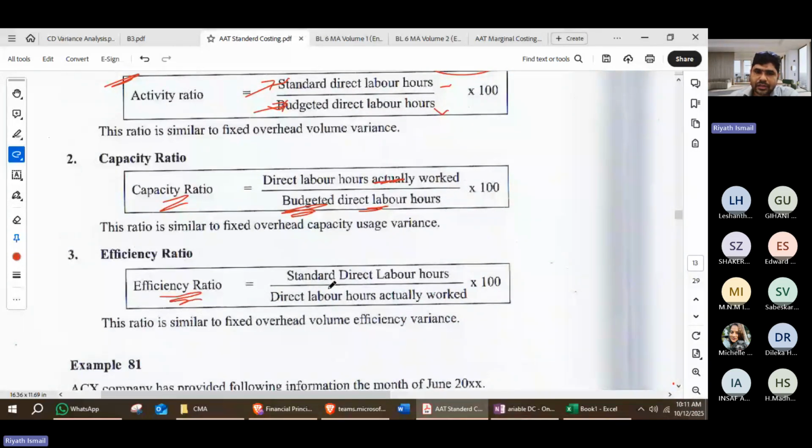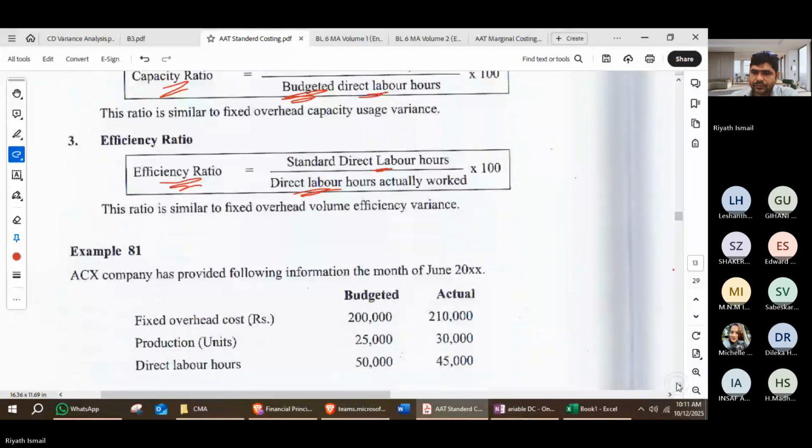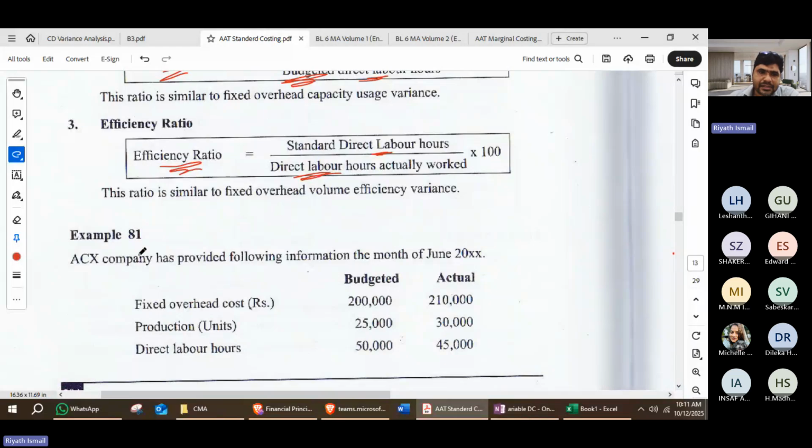Efficiency ratio: standard direct labor hours over direct labor hours worked, right? Let us explain how it works. The ABCX company has provided the following information for the month of June 2020.